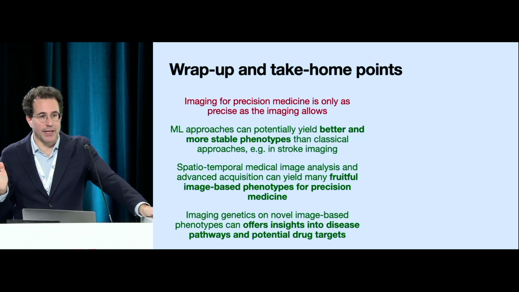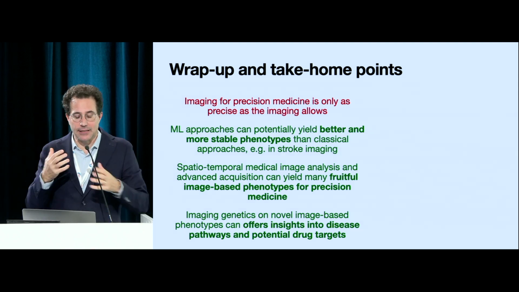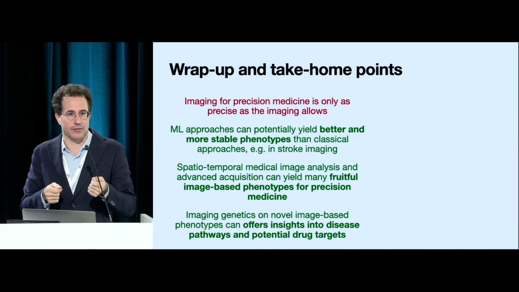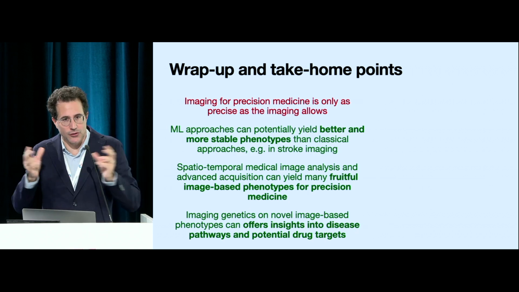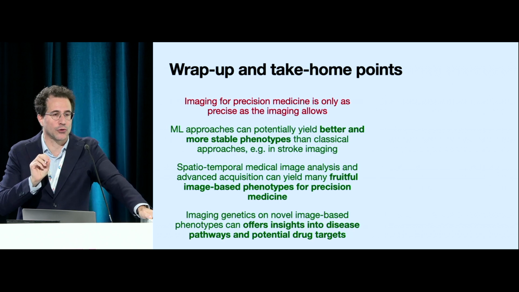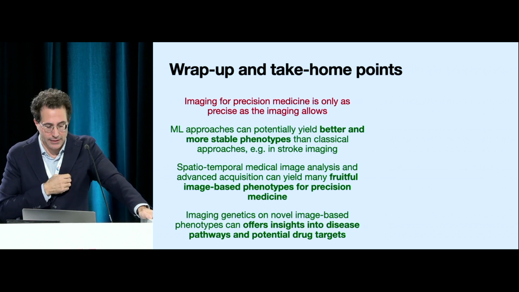And spatial-temporal medical imaging needs to be done because now we have all the automation. We don't need to be limited to scalar indices of function. This is done. Now we have all the automation. We can get very nice dynamic markers. And so I think this is a fantastic source of biomarkers for precision medicine.